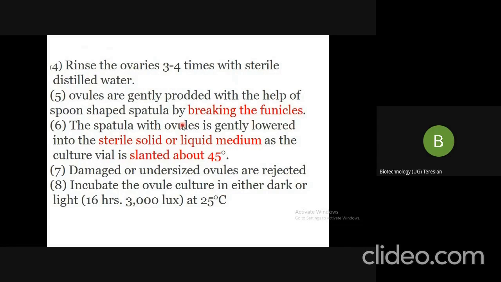Now all your ovules are on the spatula. So you should carefully take your spatula containing the ovules and put them into a sterile solid or liquid medium, in the vials, meaning the glass vials we are using. You slant the vial to 45 degrees so that you can easily put your spatula of ovules into it. Any damaged or unsized ovules are rejected.